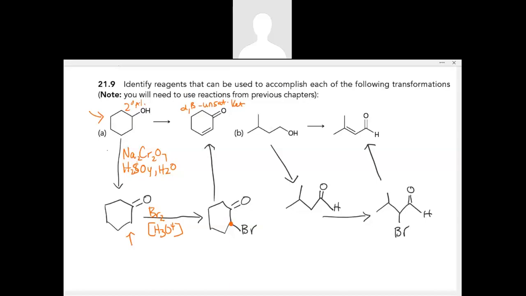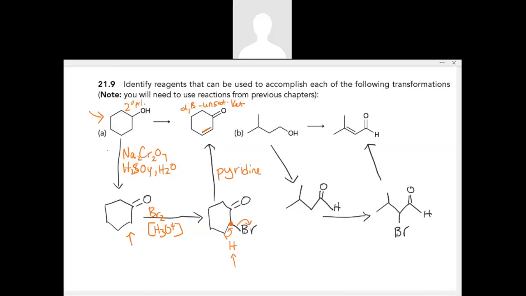We brominate, and then using pyridine, which I'm going to abbreviate PY, we're going to eliminate, so we'll kick out that bromine as a leaving group. We will remove this proton here, and those electrons will form the pi bond seen in our product, our alpha beta unsaturated ketone. So again, our last reagent is pyridine.